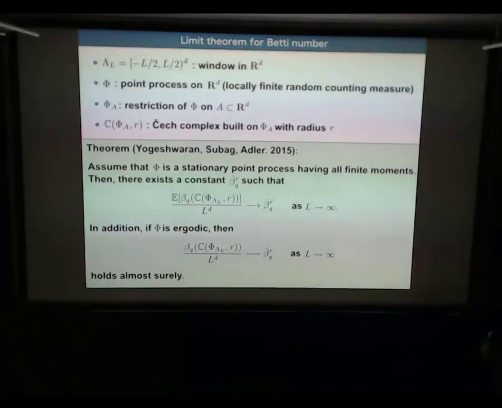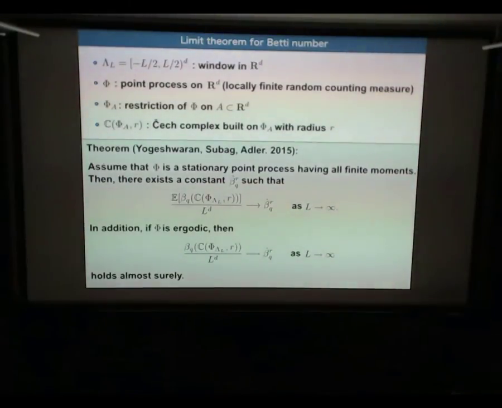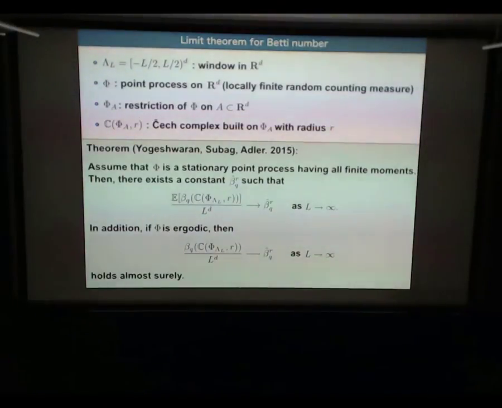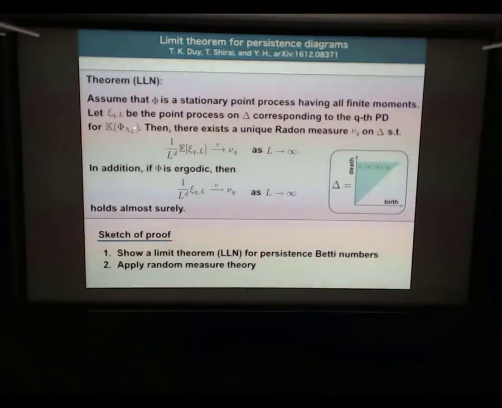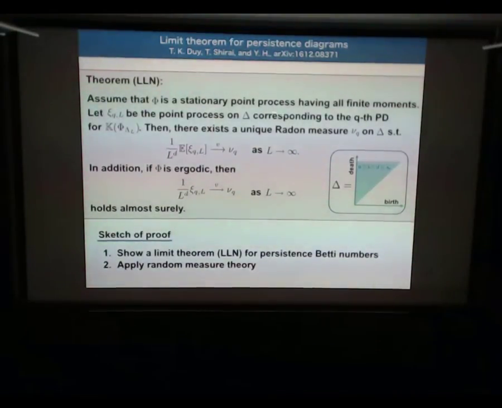So, in the rest of my talk, I will generalize this result onto the setting of the persistence diagrams. And let me first show our main result in the second part. This corresponds to the law of large numbers about the persistence diagram. So assume that our point process is stationary, with the same condition of having all finite moments. This is just a mild condition. And let Xi be the point process on Delta corresponding to the two-dimensional persistence diagram.